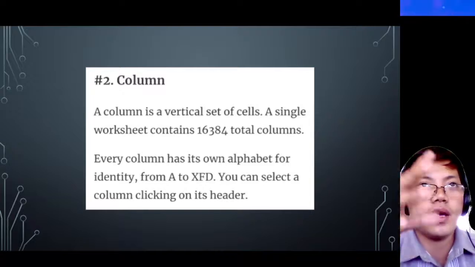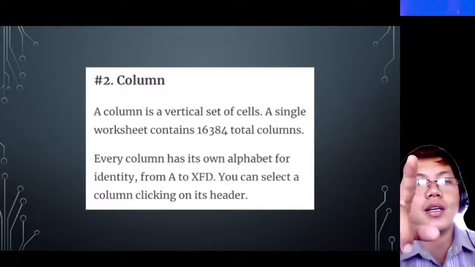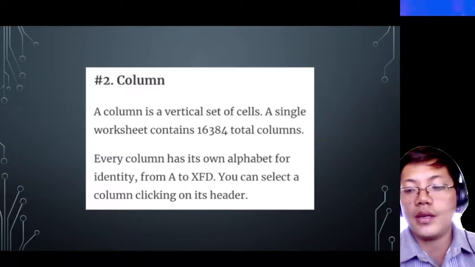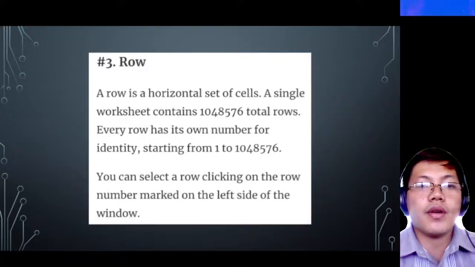As I was saying, if you wish to select everything under column A, just click the letter A, the header itself. Next one is a row. A row is a horizontal set of cells.